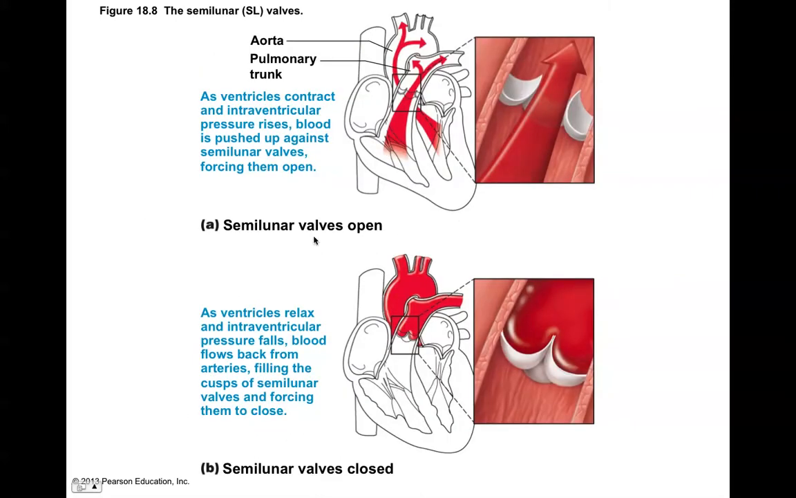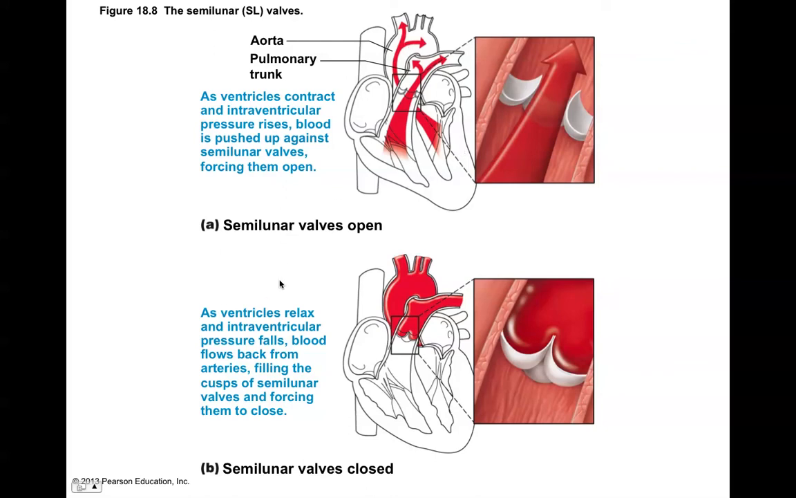And then as the ventricles contract and the intraventricular pressure rises, this higher pressure is going to force open the semilunar valves, and now the blood will flow out. Semilunar valves are open, so from the right ventricle, the blood will go out to the lungs via the pulmonary trunk, pulmonary arteries, and then from the left ventricle, blood will go out into the aorta.